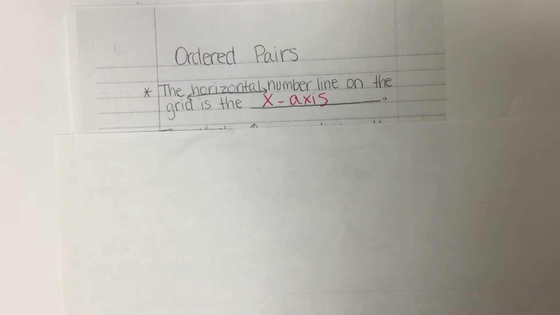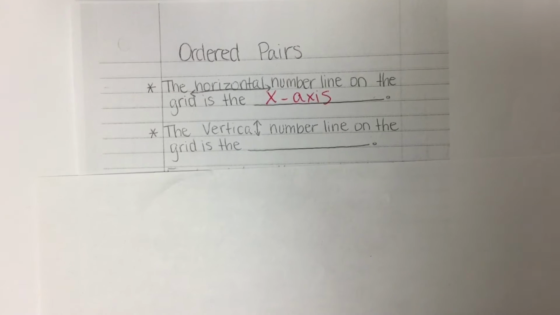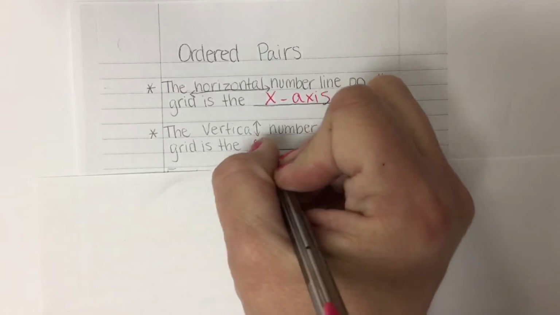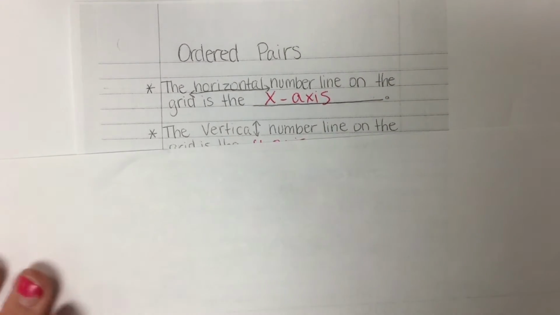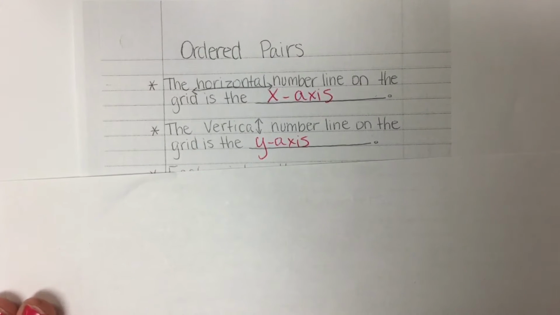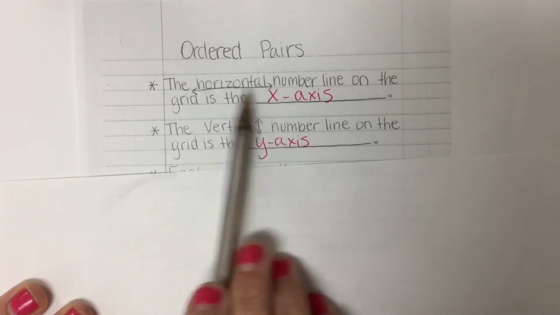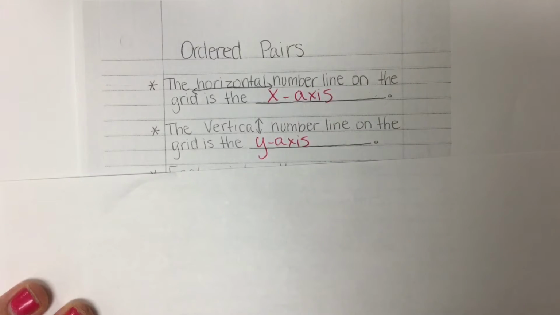Then the next thing says the vertical number line on the grid is the y-axis. Now, it looks like I spelled vertical wrong, but what I did is I made the L look like an arrow going up and down so you can identify vertical, up and down. So horizontal, side to side, is the x-axis. Vertical is up and down, and it is the y-axis.